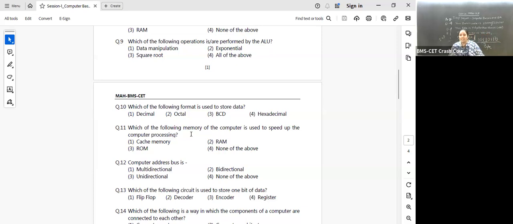Okay, so the question was, which of the following formats is used to store data? Now you can see one more option. There is something called BCD. BCD stands for, you can note it down somewhere, binary coded decimal.